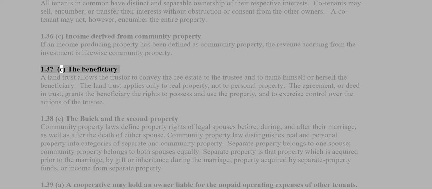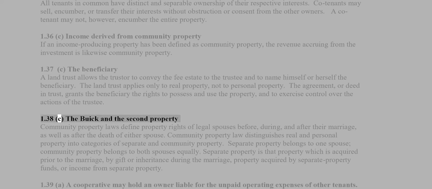1.37 c. The beneficiary. A land trust allows the trustor to convey the fee estate to the trustee and to name himself or herself the beneficiary. The land trust applies only to real property, not to personal property. The agreement, or deed in trust, grants the beneficiary the rights to possess and use the property, and to exercise control over the actions of the trustee.